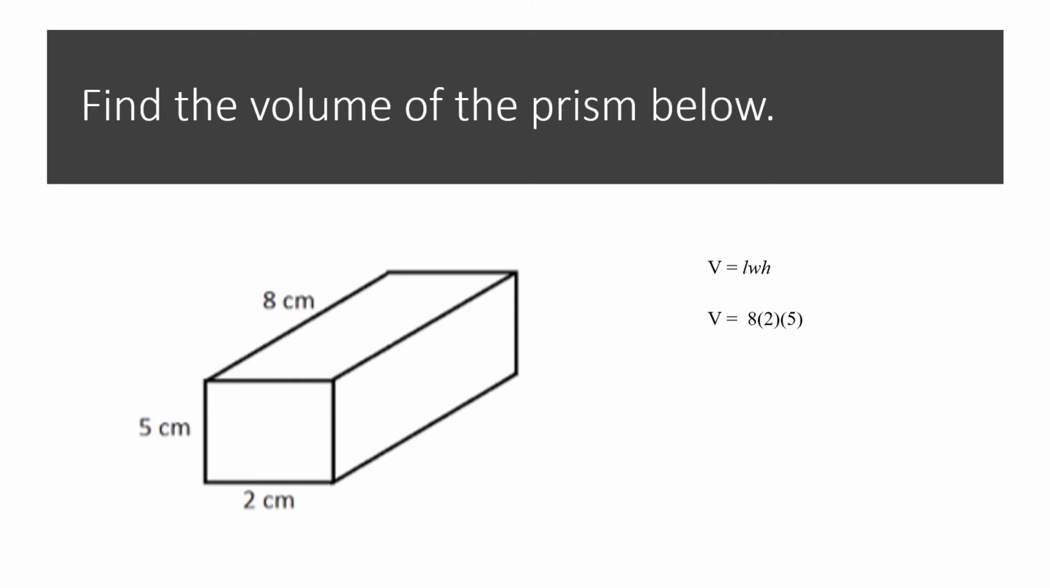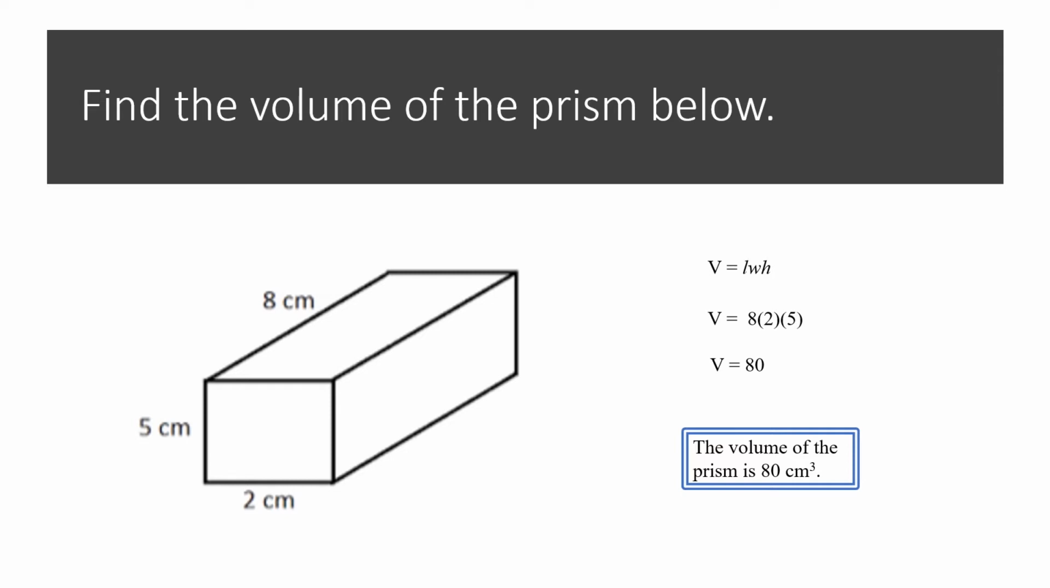Because multiplication is commutative, the order in which I sub these in really doesn't matter. So I'm going to multiply 8 times 2 times 5, which is going to give me 80. So I would say the volume of this prism is 80 centimeters cubed. Notice my units of measure now have switched from squared when we were doing area to units cubed now that we're doing volume.